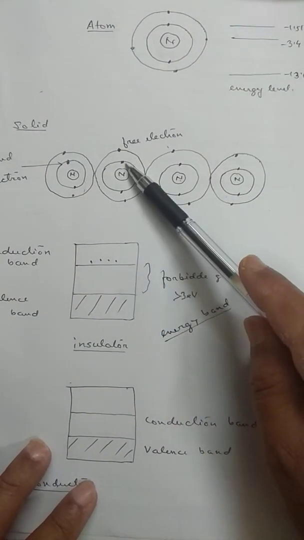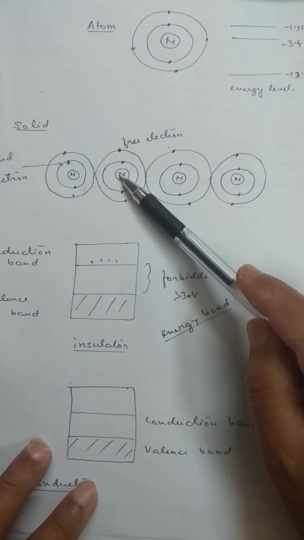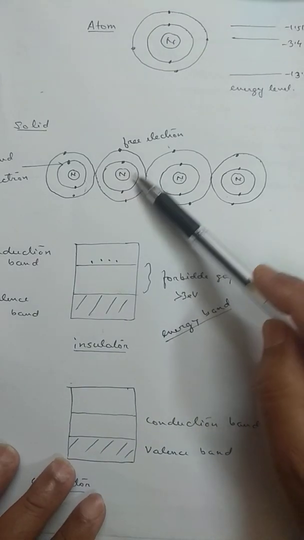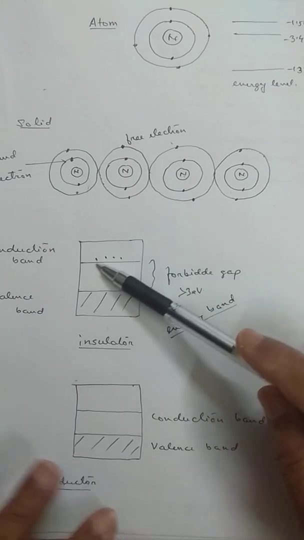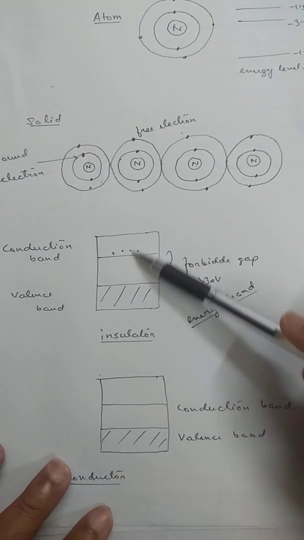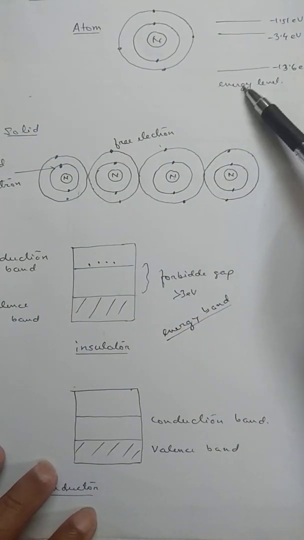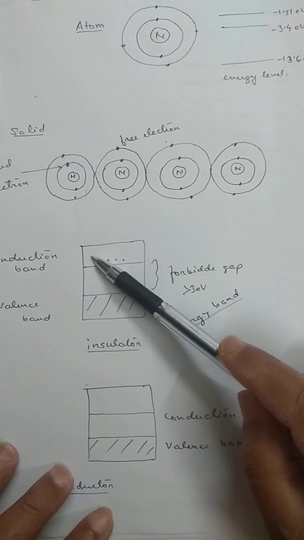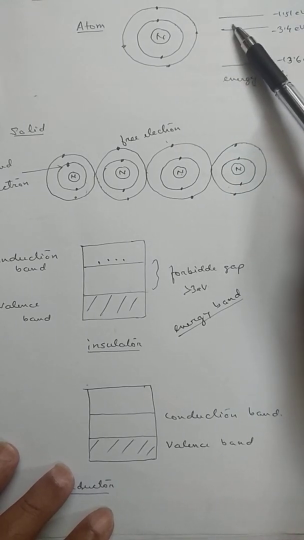But in solid, there are some electrons which are not free. They are bound to move around the nucleus of the respective atoms. Since in solid there are two types of electrons, therefore in solid there are two types of energy band. In atoms it is an energy level, in solid it is a band. Actually, an energy band is composed of a very large number of energy levels.